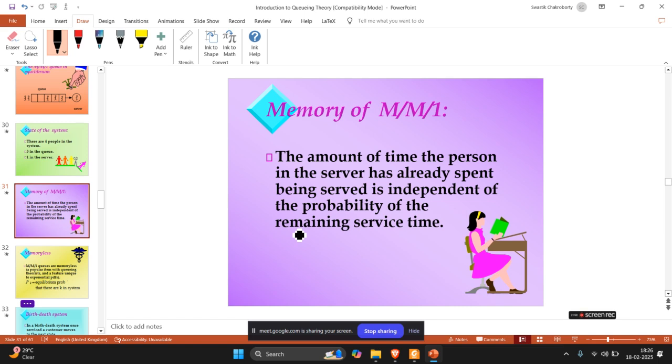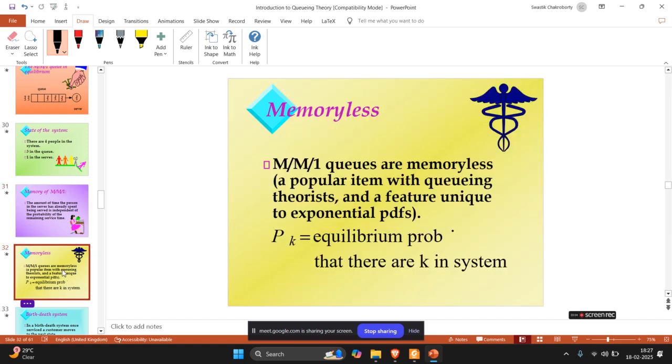So just because a particular packet has spent, say, 10 seconds in processing does not mean that it will spend the remaining 5 seconds. It may hurry up and do it within 2 seconds, like that. So the amount of time it has spent is not registered in the memory. It will just finish when it has to finish. It will not depend on the memory. So M/M/1 queues are memoryless.